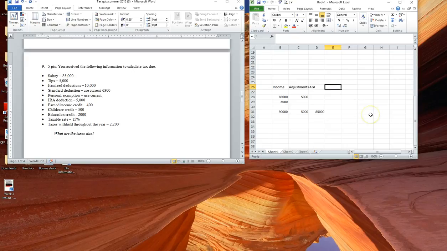So I'm going to put over here ID, itemized deductions. I know that's 10,000. And personal exemption, use the current. Remember, for everybody, you're single, so that's 4050. And that's the PE or the personal exemption. And I'm going to subtract both of these from AGI. So this is going to equal 85,000. Subtract 10,000. Subtract 4,050. What does this equal right here? I think we all know this is TI, or taxable income.